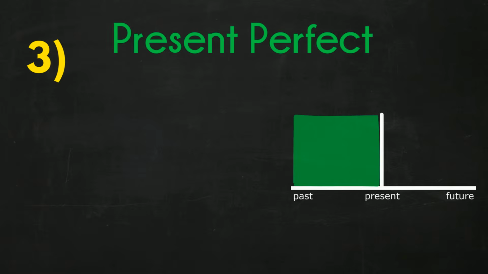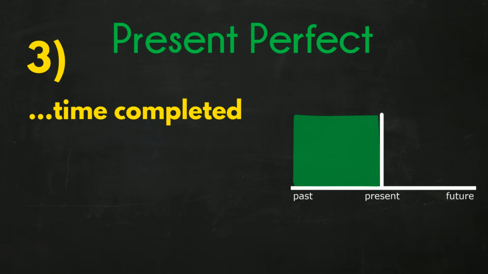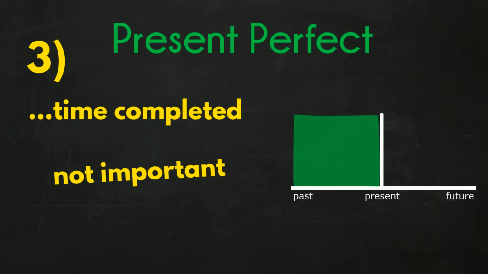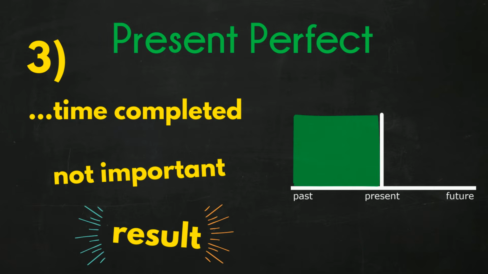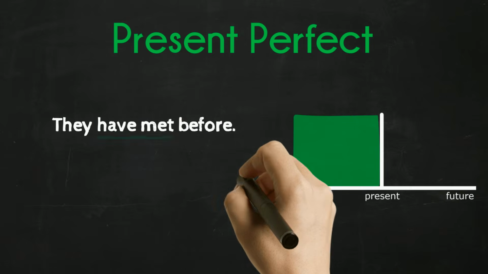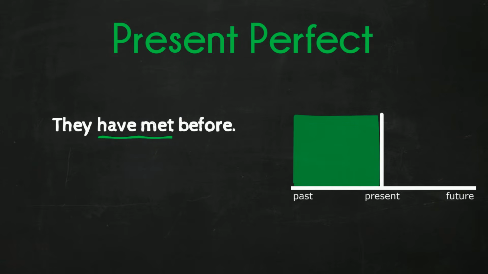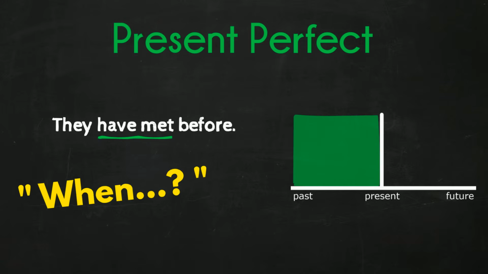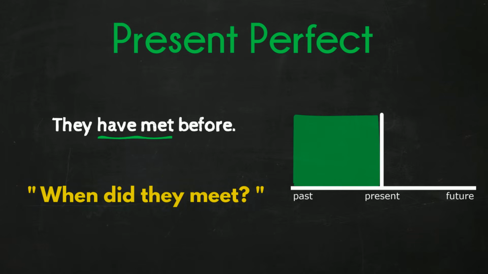Present perfect is also used when the time the action was completed is not important, when we want to emphasize the result of the action. Take, for example, the sentence, "They have met before." In this sentence, the fact that they met is important, not when they met. Because present perfect emphasizes the result of the action, a follow-up question someone might ask is when. For example, when did they meet?